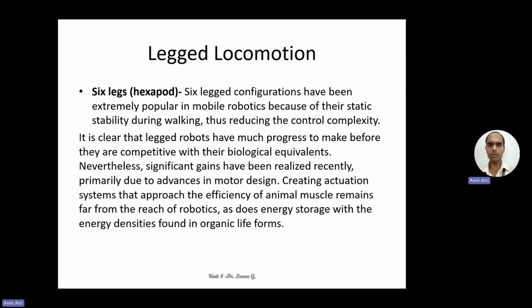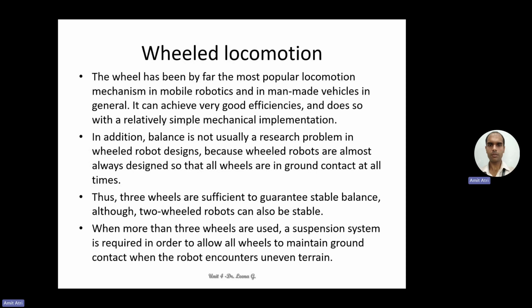In the case of the biological counterpart, the muscle system is doing the task. Similar types of systems we need to develop. So energy storage, energy density, all these have to be made comparable with the biological counterparts. Now, the next type of locomotion, that is the wheeled locomotion.